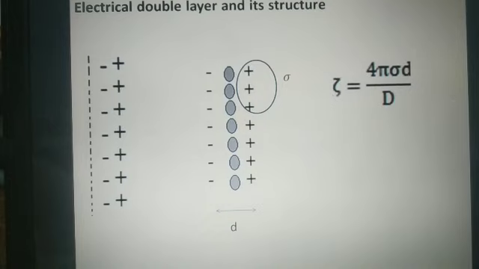How can we derive this equation? We will take the help of some conductance phenomena that we have discussed in the lower classes. Before going to discuss that, let us discuss this electrical double layer in more detail.